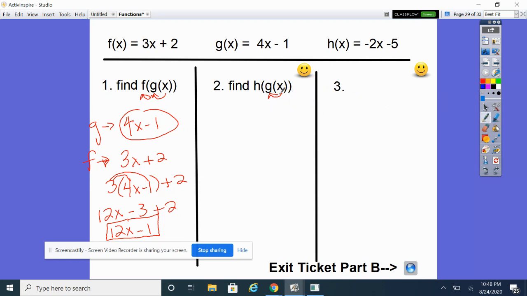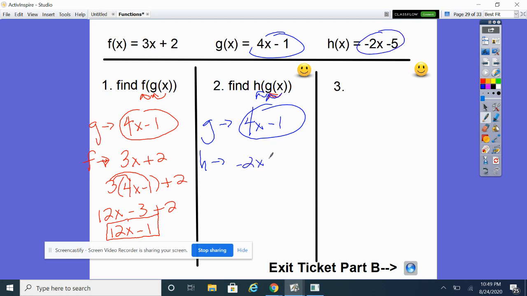Let's do blue. Take x, plug it into g. What's g? It's that right there. So g is equal to 4x minus 1. Already got the x. That's my answer. Let's take that answer now and go plug it into h. What is h? Negative 2x minus 5. Okay, we're actually going to plug some stuff in.